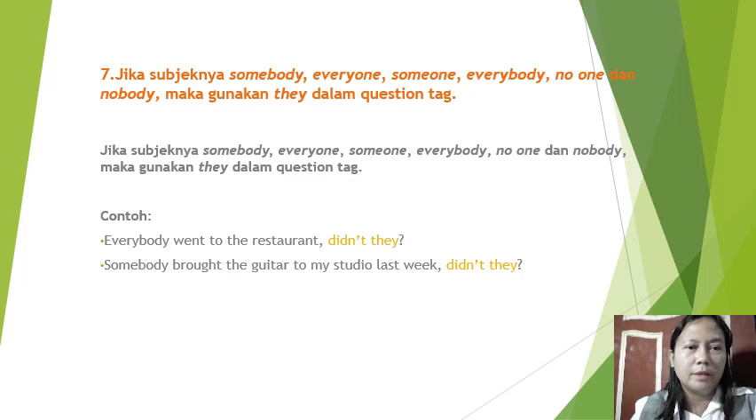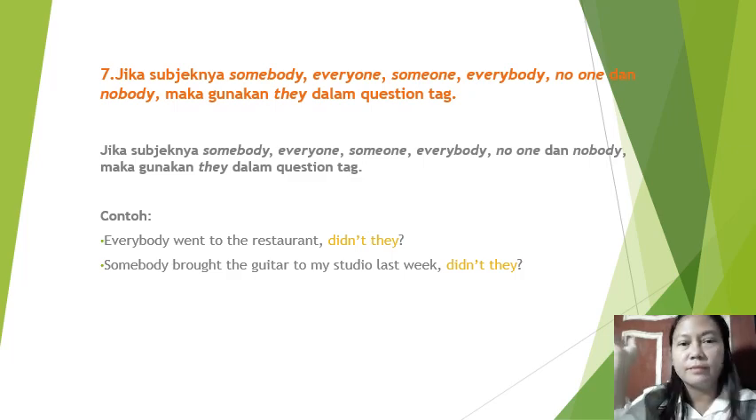Jika subjeknya somebody, okay. Look at this one. Jika subjeknya somebody, everyone, someone, everybody, no one, nobody, jadi digunakan they dalam question tag. Look at this: everybody went to the restaurant, didn't they? Tahu dari mana didn't they kan?